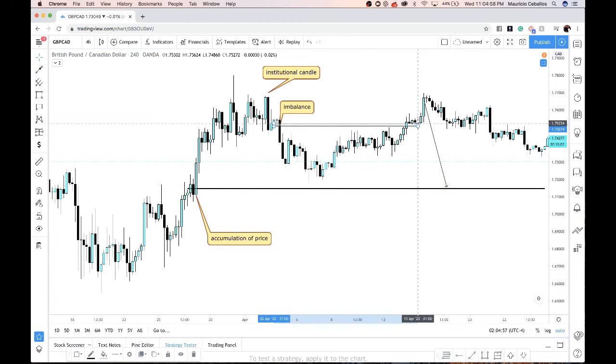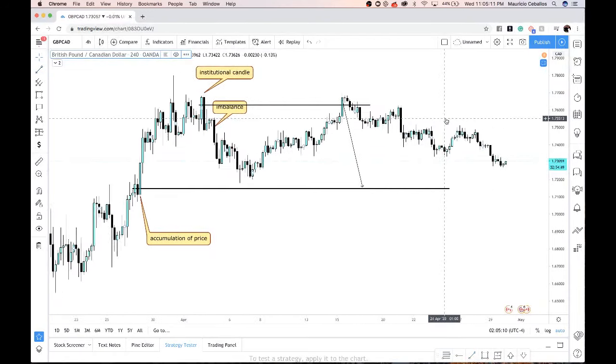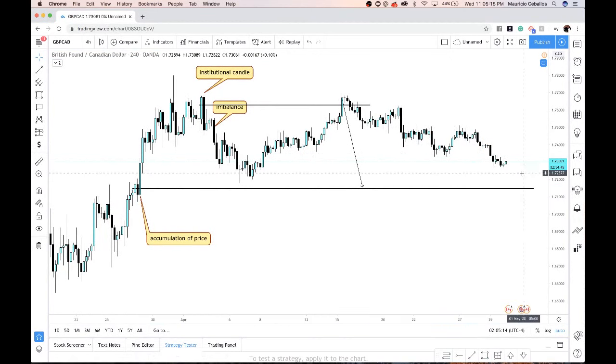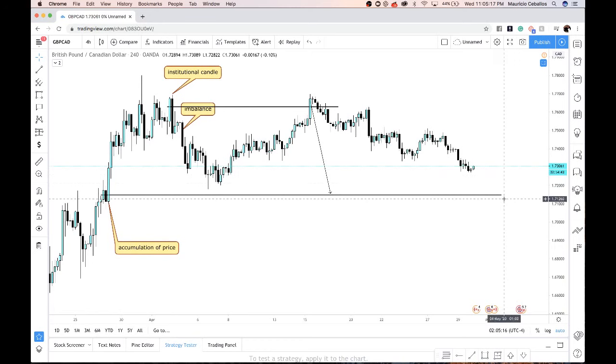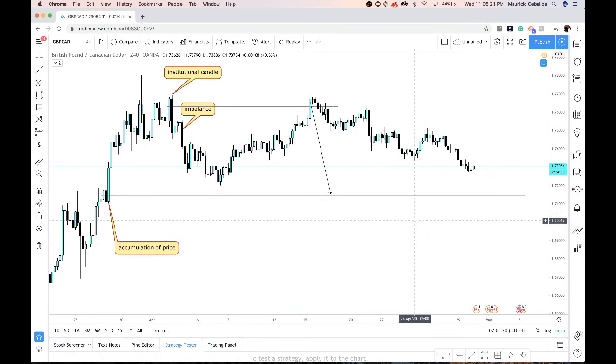So it comes up, there we go, takes care of our imbalance zone, comes to our institutional candle for that potential entry, and then we're looking for it to come down, right? This is the last zone that we're looking for it to go into. But understand that this is our take profit zone that we're looking for in the future.